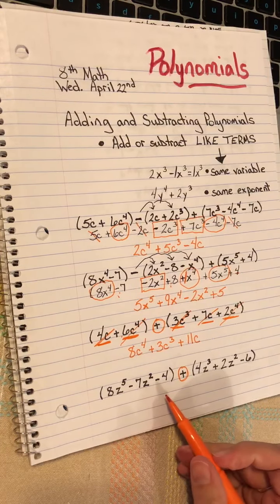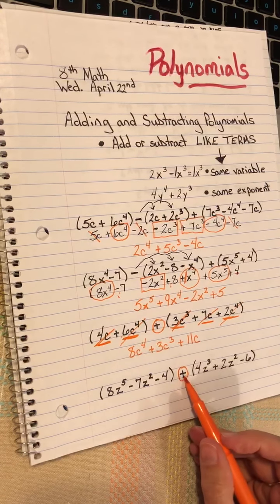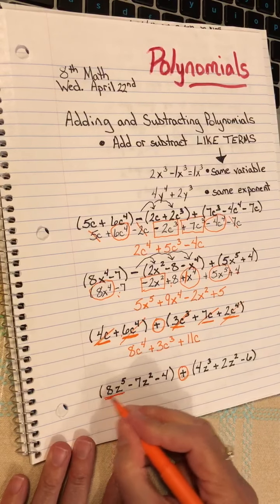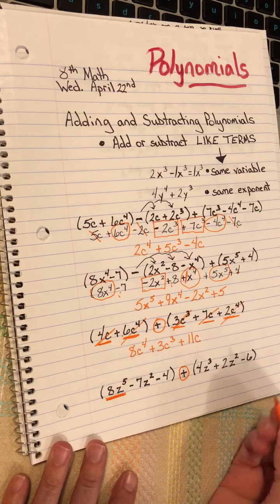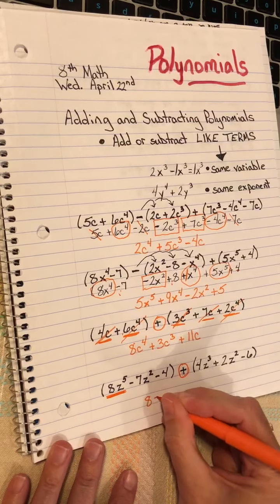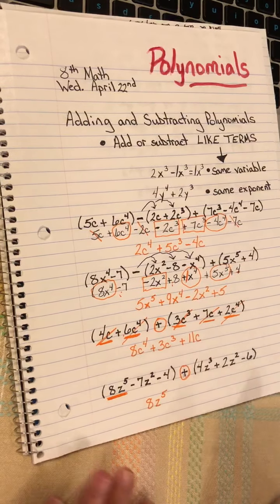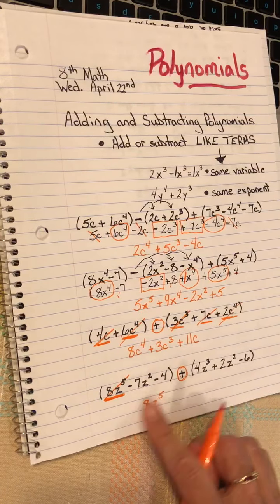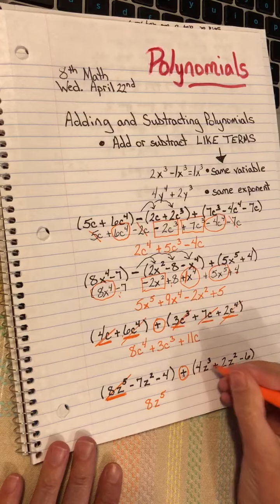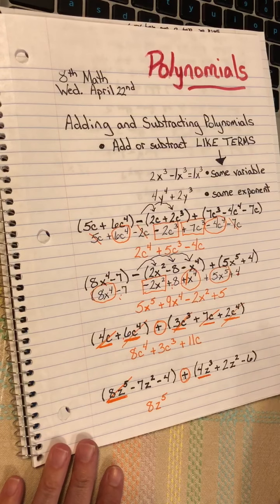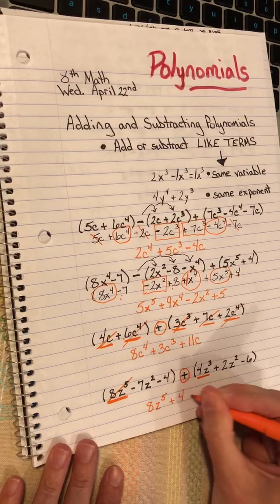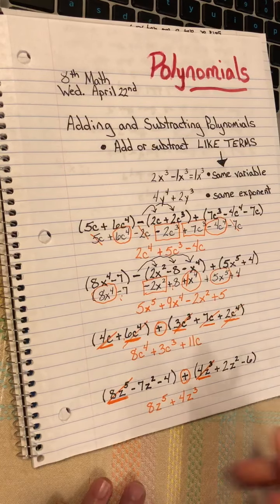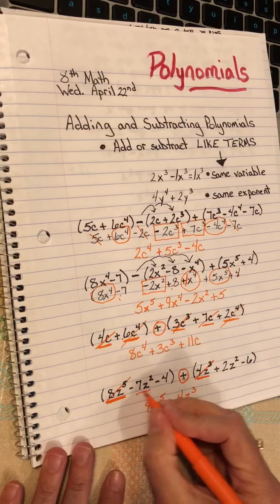Here's the last one. Once again, we do not have to distribute the negative sign, so much easier. Here's my highest variable. It's to the 5th power, 8z to the 5th. I do not have a z to the 4th, but I do have a z to the 3rd, plus 4z to the 3rd. Cross it out. Z to the 2nd, I have two of them.